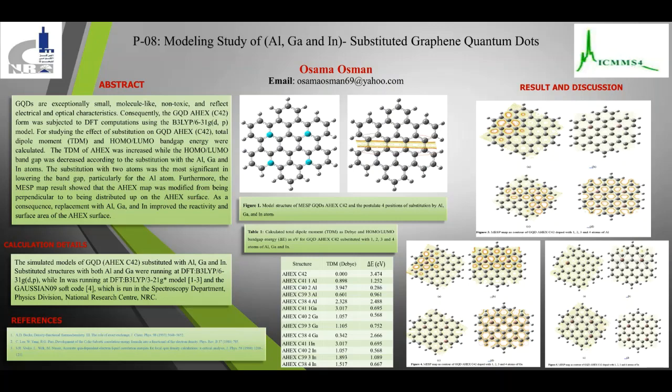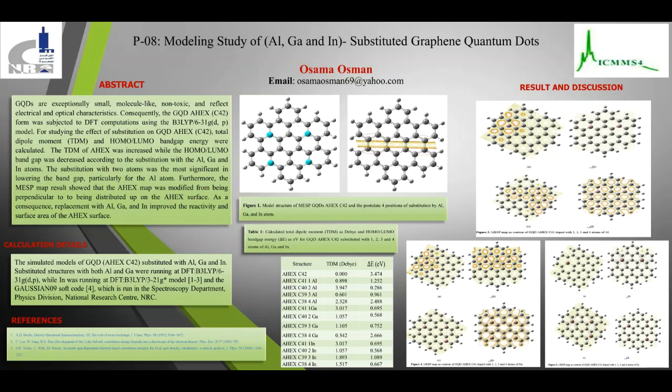The basis sets employed in the model structure were 6-31G(d,p) for aluminum, gallium, and indium, and B3LYP 3-21G for aluminum. The substitution of aluminum, gallium, and indium atoms increased the total dipole moment of graphene quantum dots while decreasing the band gap, especially when 2 atoms were filled. The substitution of 2 aluminum atoms was the most significant in lowering the band gap, dropping it by 0.122 electron volt.